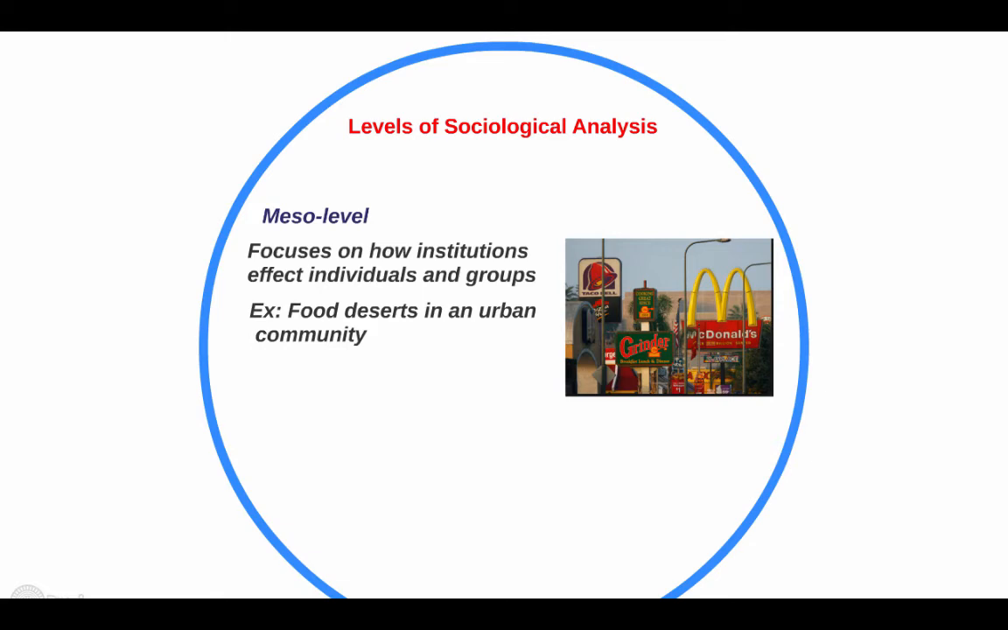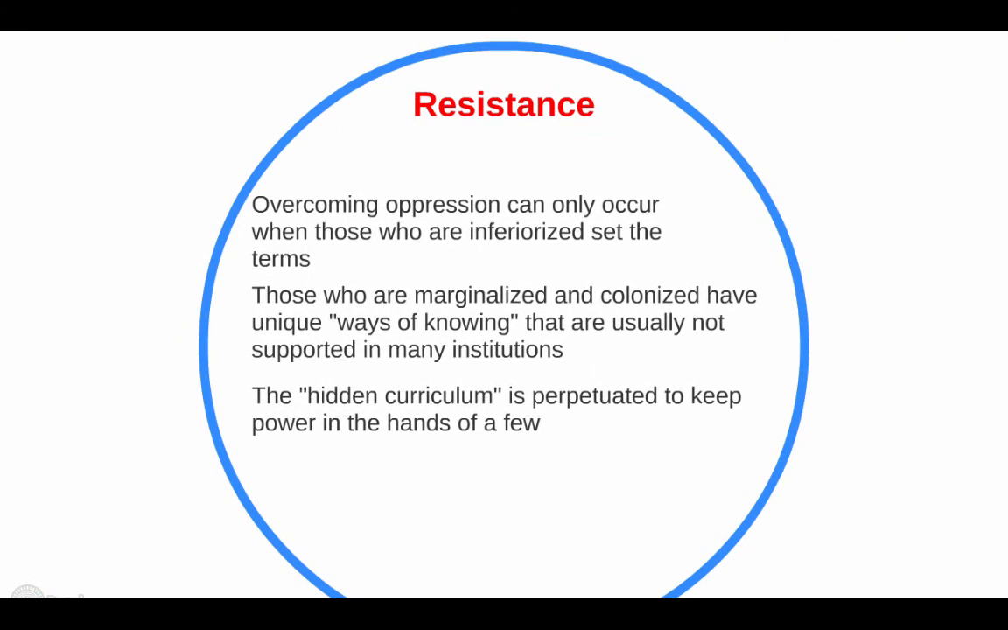Lastly, the meso level of sociology focuses on how institutions affect individuals and groups. The meso level is a bridge between the micro or personal level to the macro or institutional level of sociology.